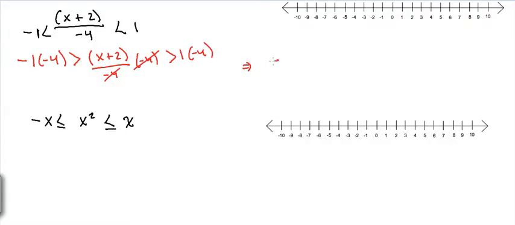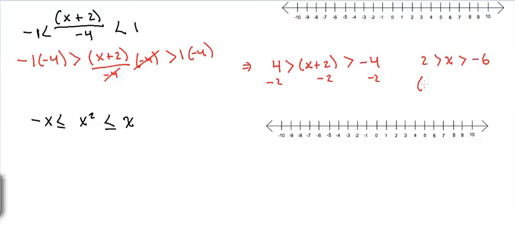We're gonna have 4 x plus 2 -4. Then what we're gonna do is subtract 2 from both sides, and that'll give us 2x -6. In interval notation, this looks like this.